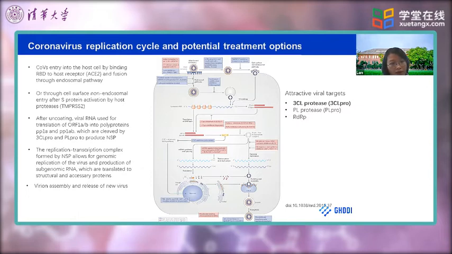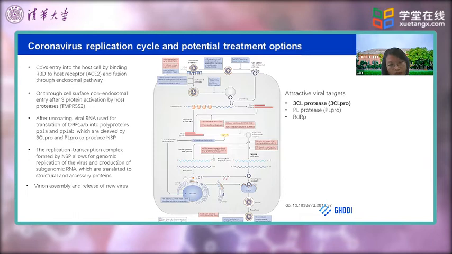Another way is the cell surface non-endosome pathway, after the S protein is activated and cleaved by a host protease, like transmembrane protease serine 2. When the virus enters the cell, it releases the nucleocapsid and the viral RNA, used for the translation of open reading frames 1a and 1b into the large replicase polyproteins, pp1a and pp1ab. And these proteins will be cleaved by 3CL-like protease and papain-like protease to produce non-structural proteins.